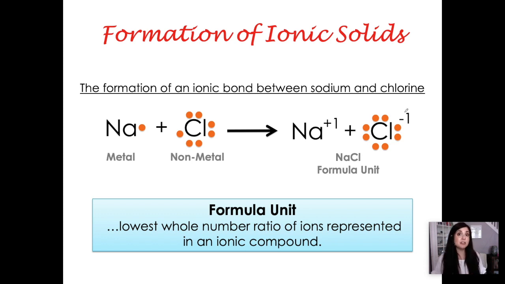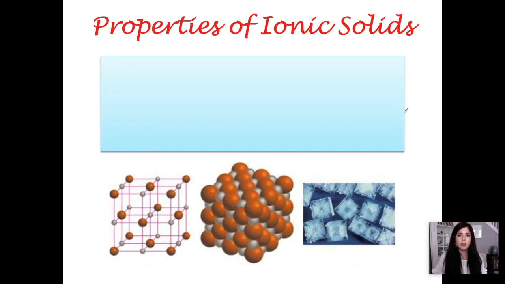If you have calcium and chlorine, for example, calcium has 2 valence electrons and chlorine has 7, they will exchange electrons in a 1-to-2 ratio, so CaCl2. That would be calcium chloride's formula unit. And you could always figure that out just by writing the formula for something.